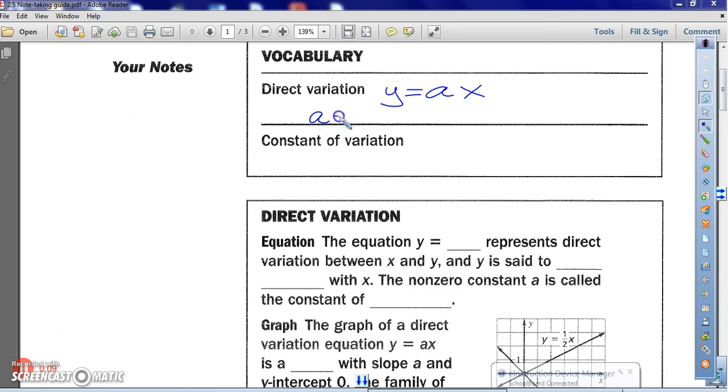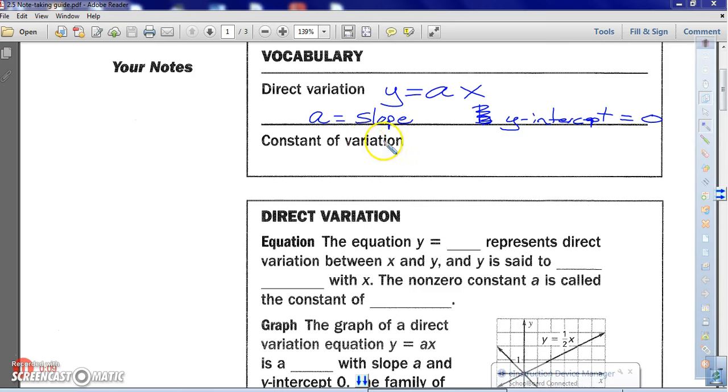The a in this problem is the slope, and the b, or I should say, the y-intercept in this problem is 0, which is why you don't see a number there. So y equals a times x. That's a direct variation. And anything that looks like that is a direct variation. So a direct variation basically means that you multiply x by some number to get y.